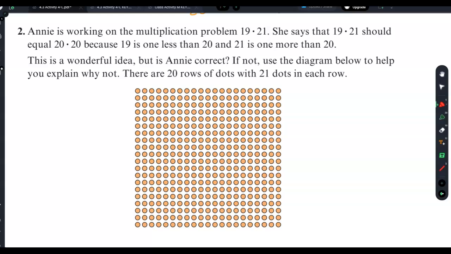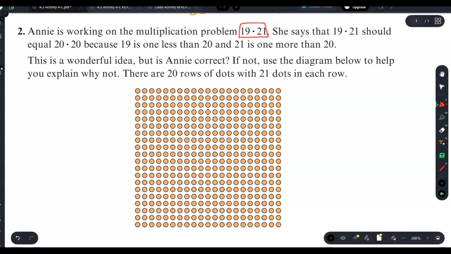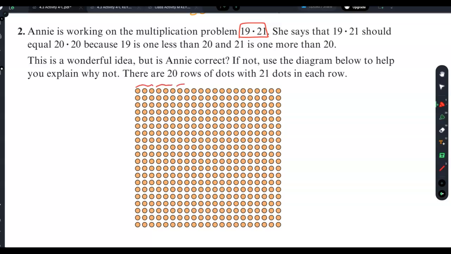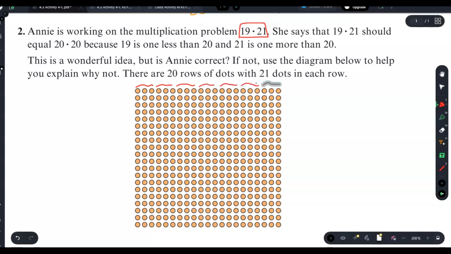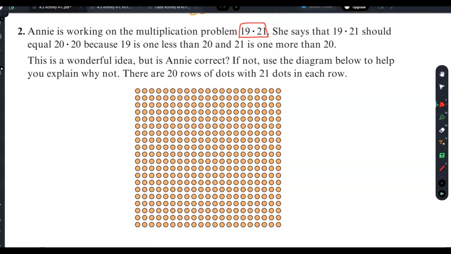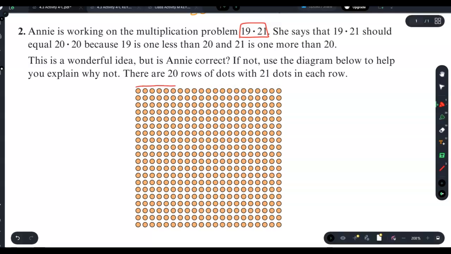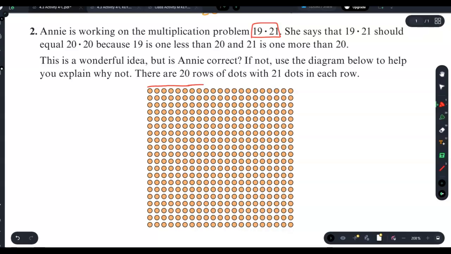So let's start with what it is that we are trying to find. We're trying to find 19 times 21. If I look at my figure and box it in here, I'm going to do 19 rows times 21 in each row. So there's 1, 2, 3, 4, 5, 6, 7, 8, 9, 10, 11, 12, 13, 14, 15, 16, 17, 18, 19, 20, 21. So I'm going to use all 21 items in each row.